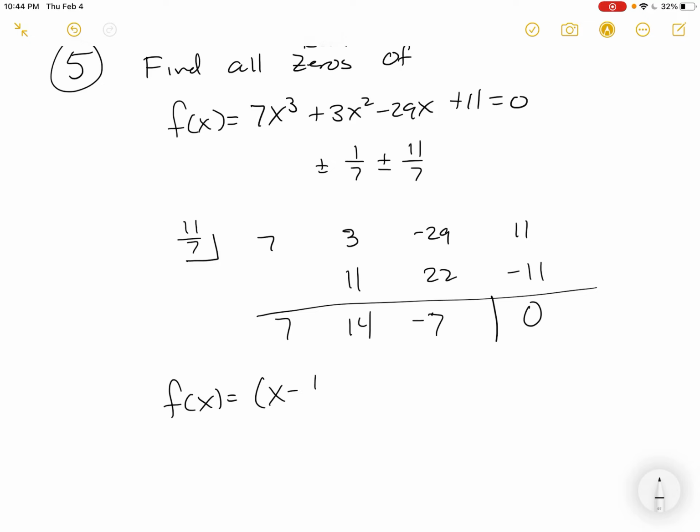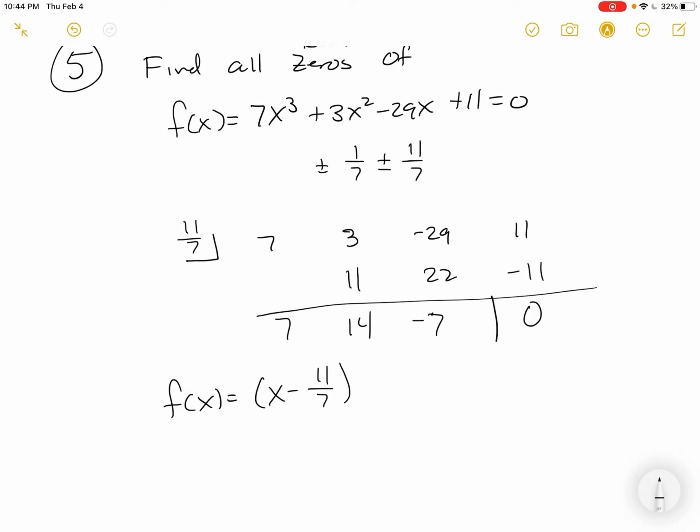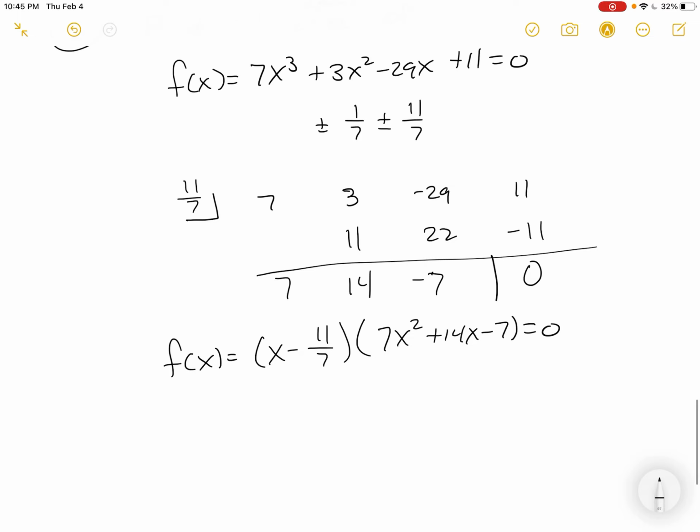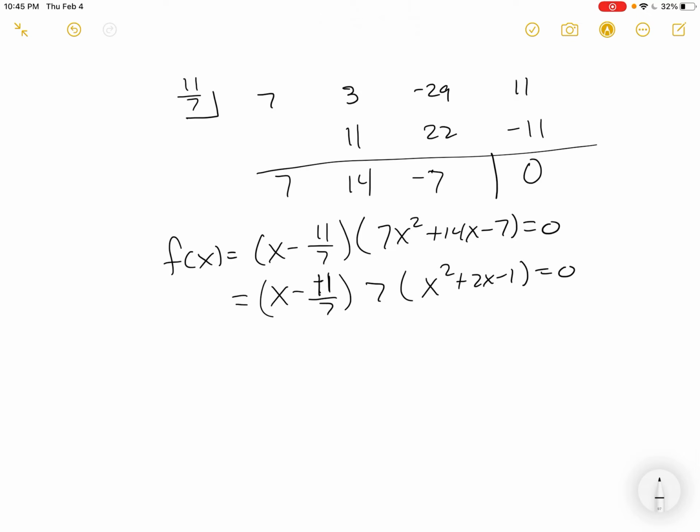We know it factors as x minus, I was going to put pi, I don't know why I was going to put pi, 11 sevenths. And then times, we know it's 7x squared plus 14x minus 7. Now what would I do next? Remember, they want the factorization in the end. This is x minus, almost did it again, 11 sevenths. I'm going to pull the 7 out and look at this polynomial. Are there factors of 1 that subtract to be 2? Nope.